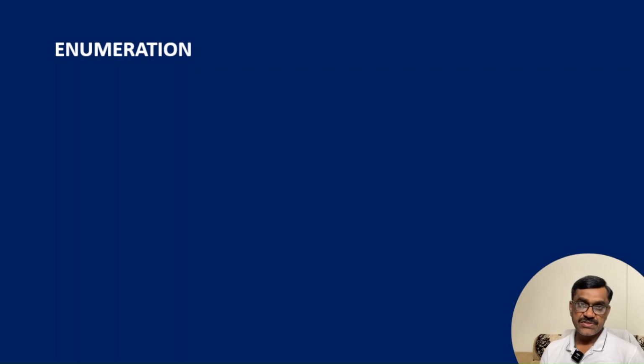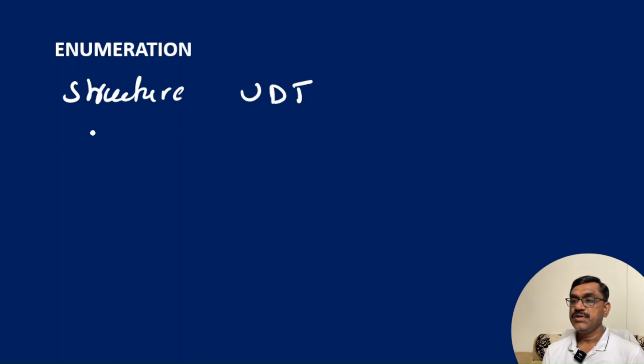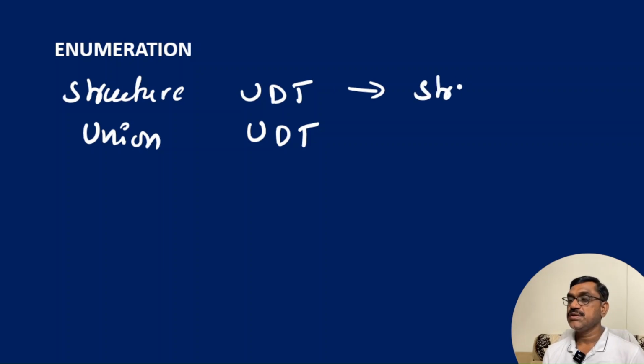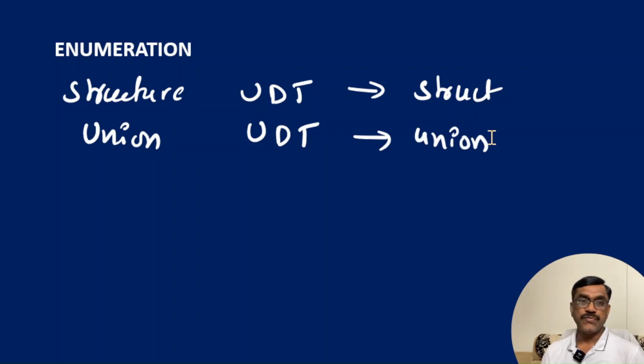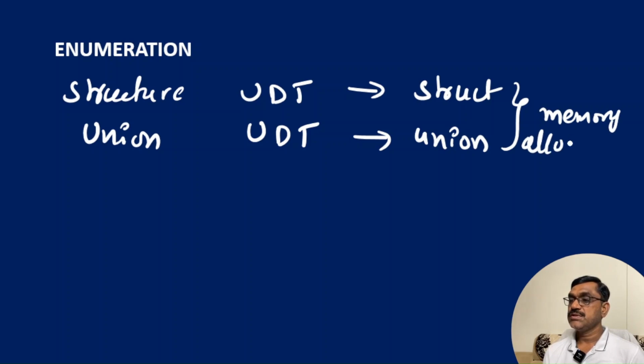In the previous sessions, we have seen that structure is a user defined data type, right? Similarly, we have discussed union is also a user defined data type. And we have discussed that a structure is created using the keyword struct and union is created using the keyword union, right? And we have identified the main difference between the structure and union is only the memory allocation. This is the main difference.